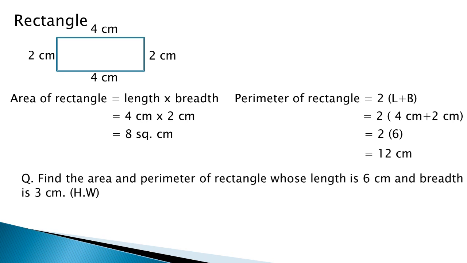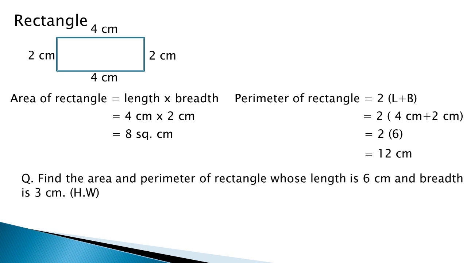So there is a formula for this. Perimeter of rectangle is equal to 2 into (length plus breadth). First of all, I said 2 into length plus breadth. Now there is no multiplication sign here. When there is a bracket and a number comes outside the bracket, and if there is no sign, it means that number is multiplied by the number or the letters present in the bracket.